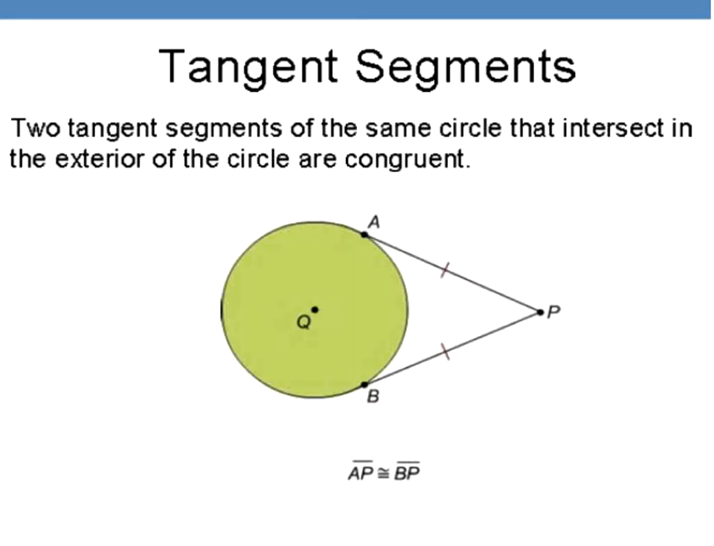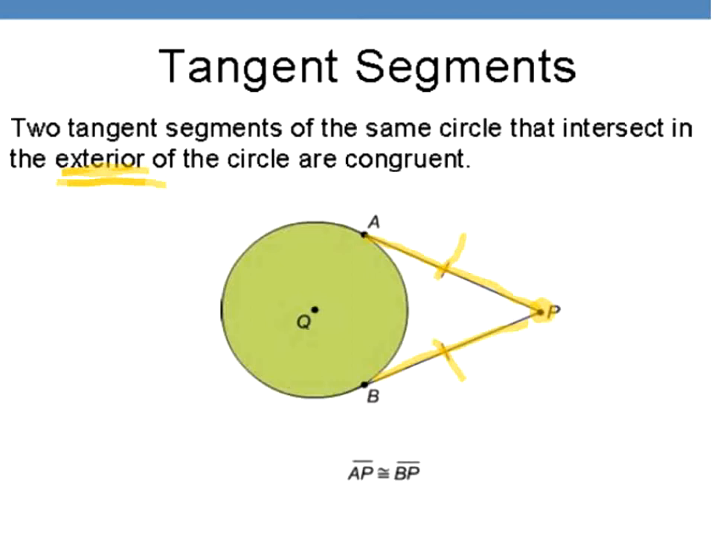This says 2 tangent segments of the same circle that intersect in the exterior, can we underline that word exterior, are congruent. That's good information to know. That means if you have a segment and a segment that meet outside the circle, see how P's outside the circle? We know that they are the same. That's going to be a good piece of information for us to know. So how are we going to use this? Let's plug in some numbers, let's plug in some variables, and let's try it.